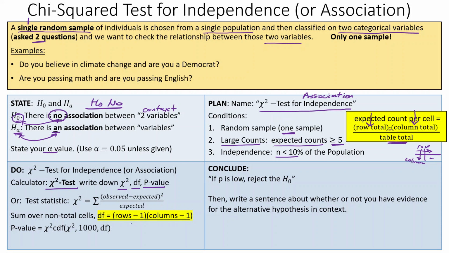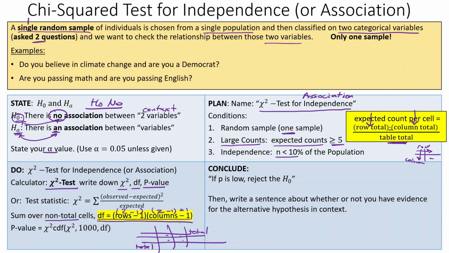To get the degrees of freedom, this is a little different. The degrees of freedom is the number of rows minus 1, times the number of columns minus 1. This is not counting the total rows and total columns, because usually at the end of each one we have a total, and down here we'll have a total. We don't count those. We count everything else in between. So if we had, say, this, it'd be 1, 2, 3, 4. So it'd be 2 minus 1 and 2 minus 1, and it would just give us 1 degree of freedom.